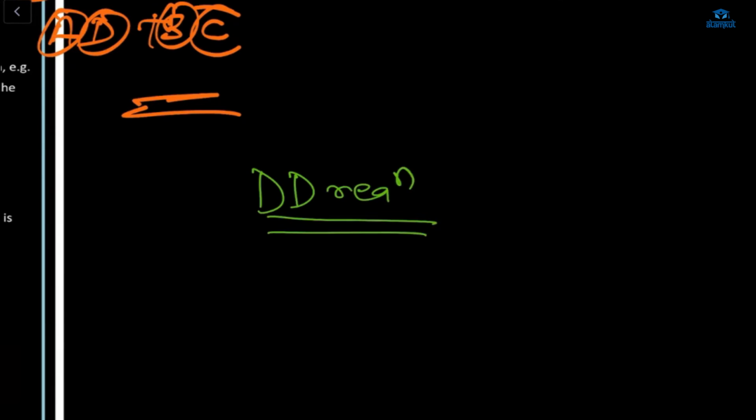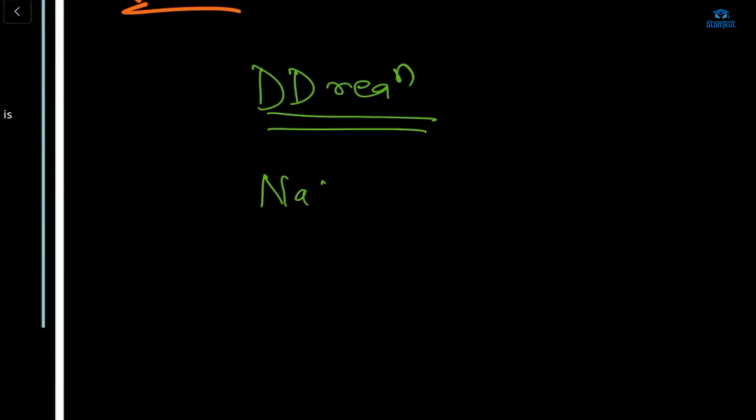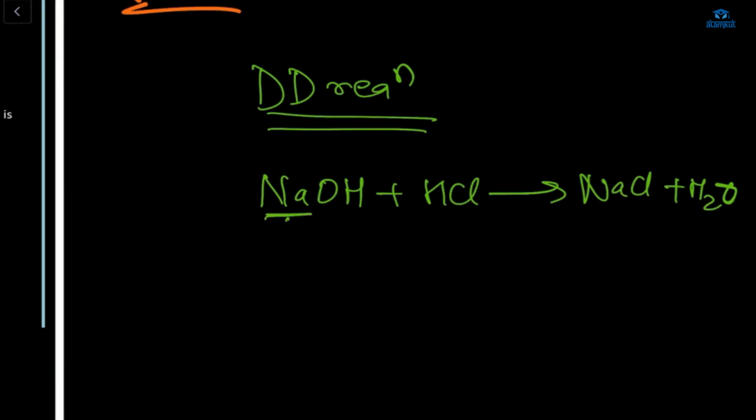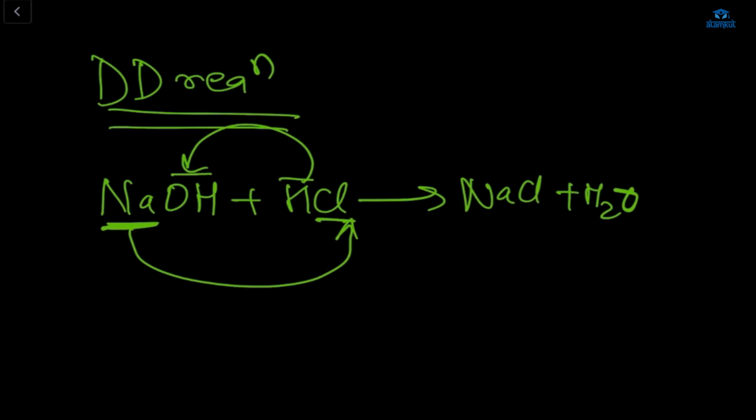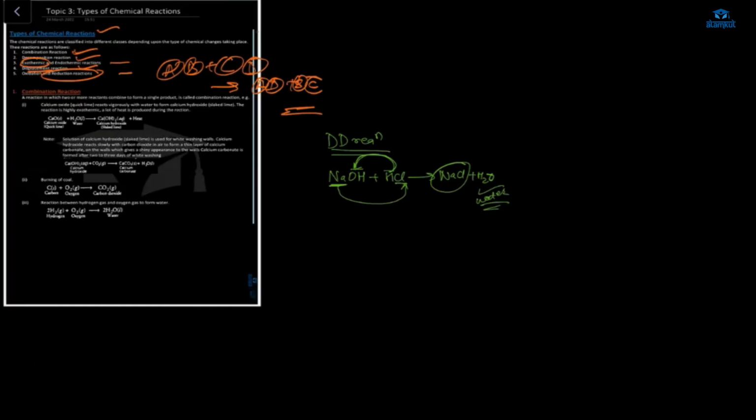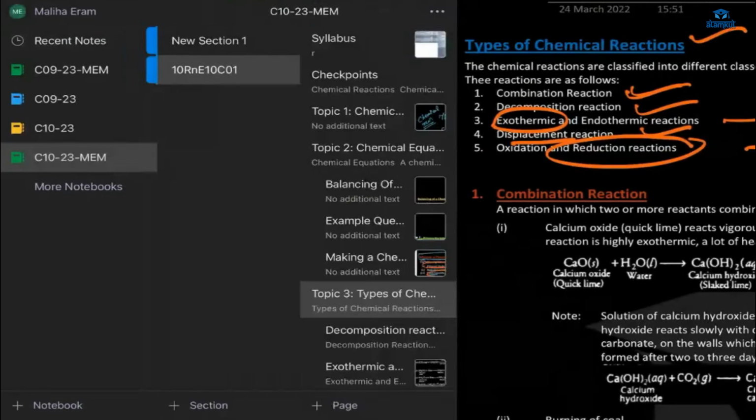DD reaction is NaOH plus HCl giving NaCl plus H2O. Na is combining with Cl and H is combining with OH. It's a double displacement reaction, right? Because here Na is combining with Cl, NaCl, sodium chloride, and here H is combining with OH, means H2O, means water. Yeah. Okay. Now let's talk about this endothermic and exothermic.